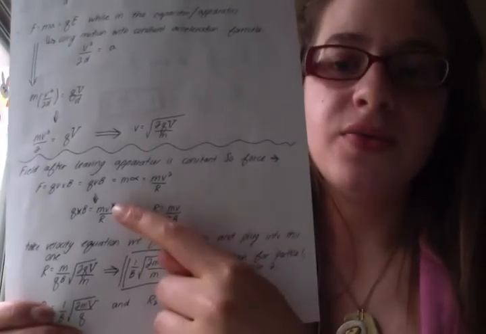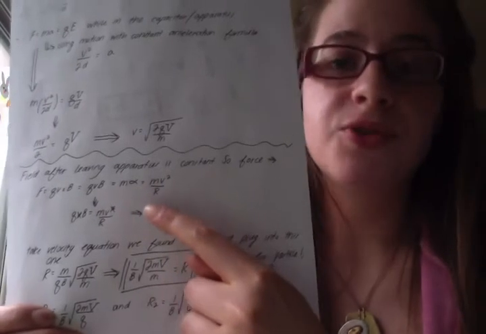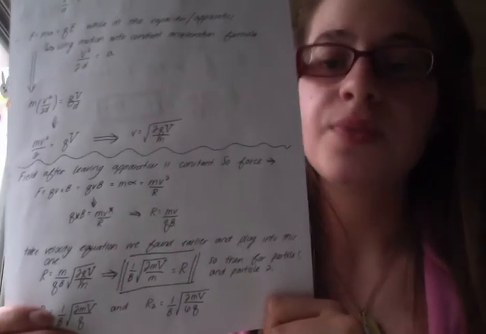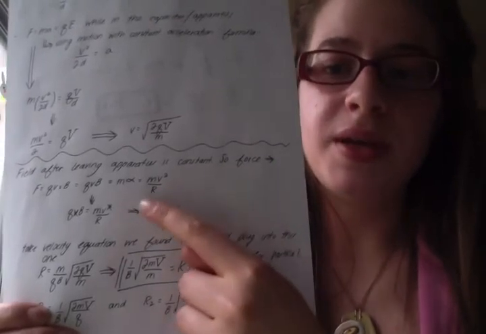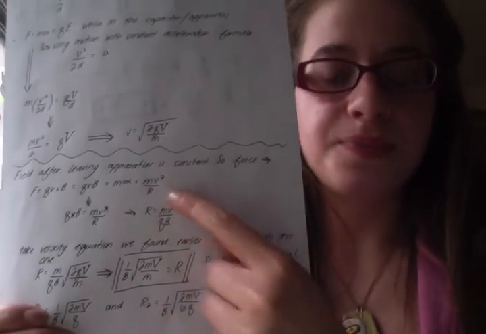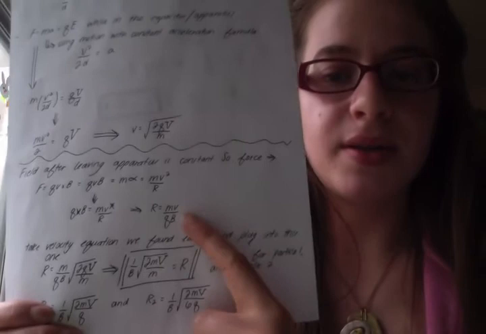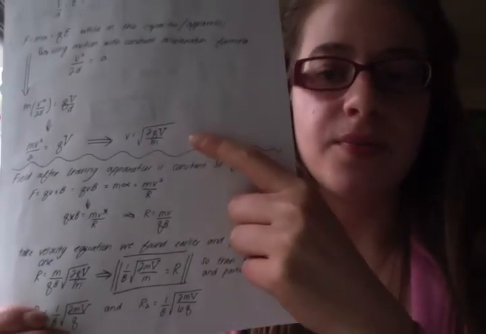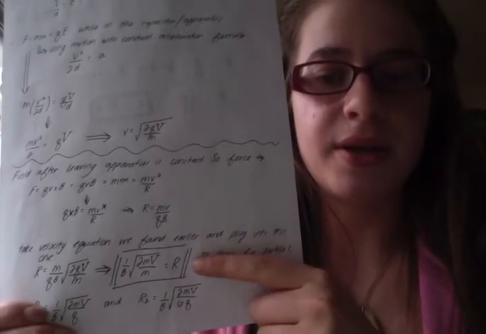So we have qvB equals mass times centripetal acceleration because the particle goes in a circle while in this field. So then we have qvB equals mv squared over r. And solving this for r, we get this equation. And then we can plug in the velocity that we found earlier into this equation to later get this.